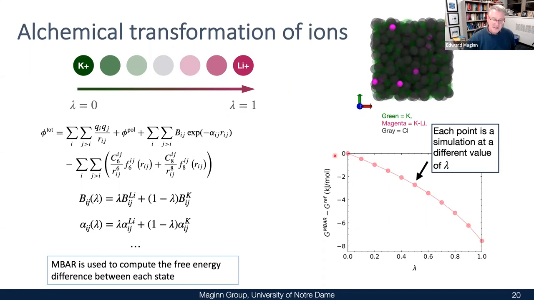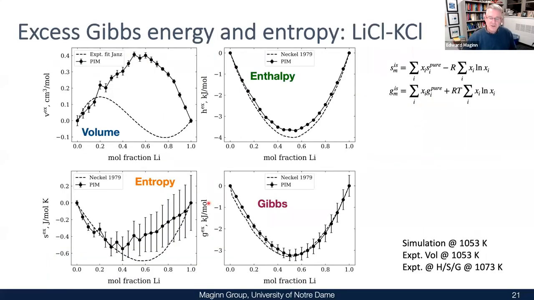So this involves a lot of calculations, but overall I can get the free energy of changing potassium chloride into lithium chloride at different compositions. When you do that, you get the excess Gibbs energy as a function of composition. We also get the enthalpy and the entropy, and then you automatically get the excess volume as well for free. So what I'm doing is showing you the comparison here.